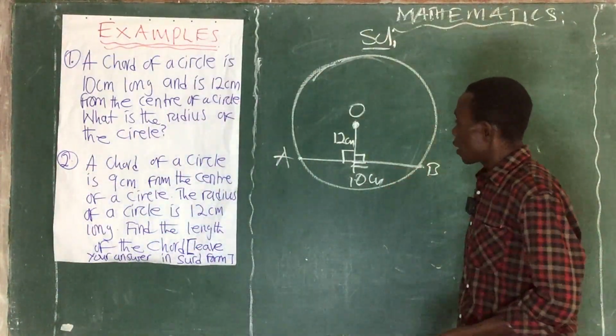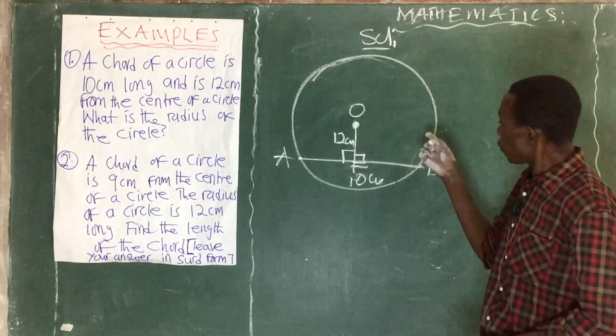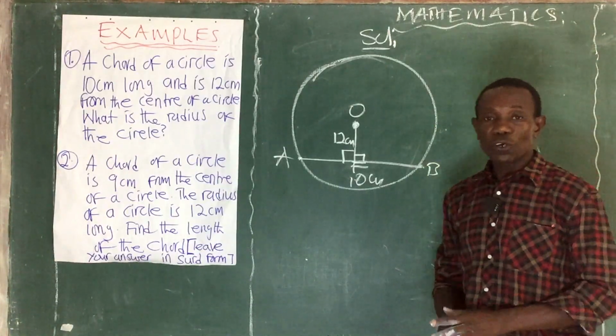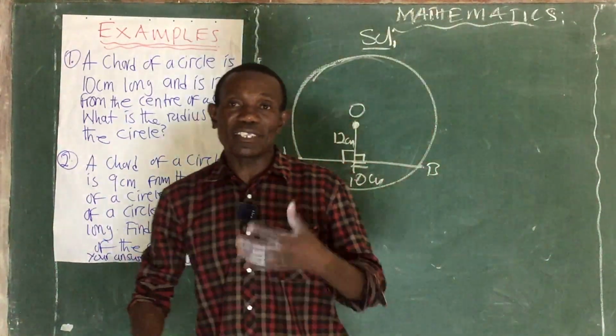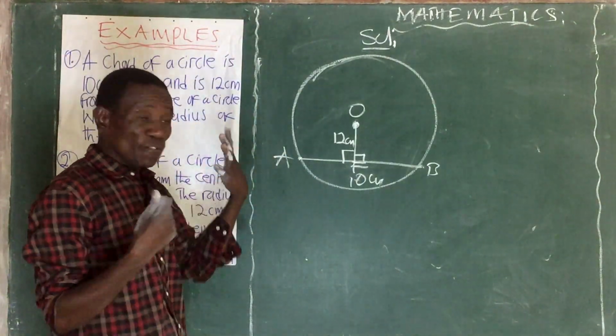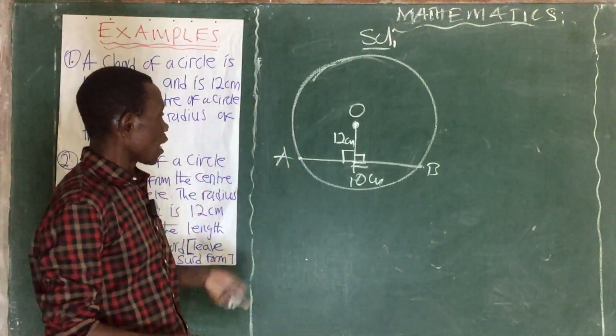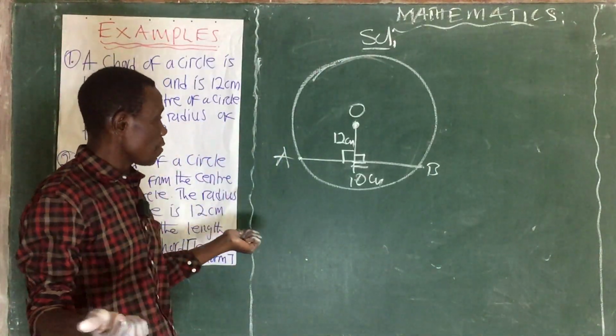Now, what is the question? They're asking us to work out the value of the radius. So what you do here is draw the line that represents a radius in this circle. You are free to draw a line from the center to any point on the circumference. Yes, it's the radius that is referred to.